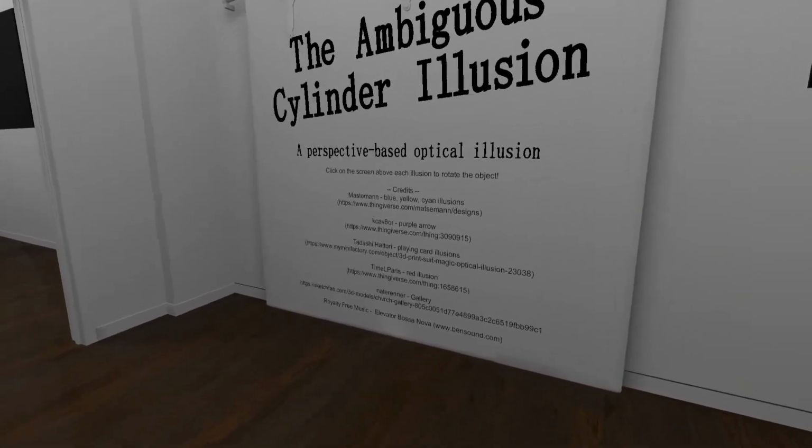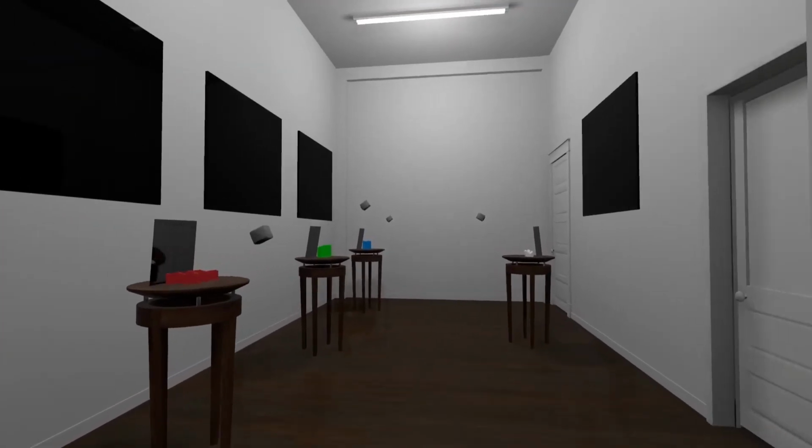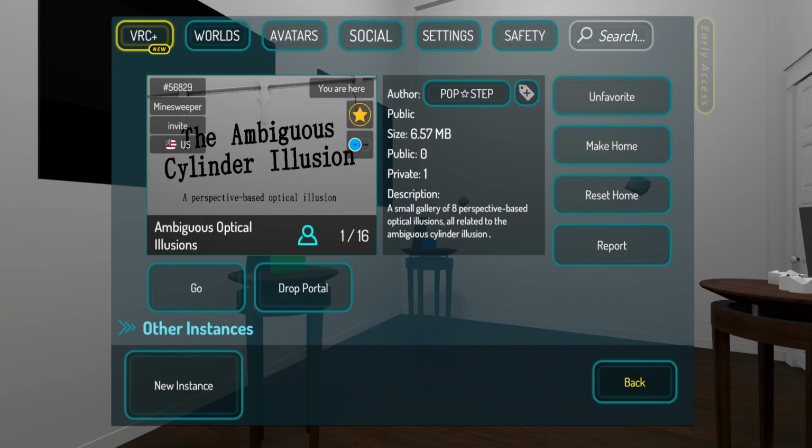It's interesting so many different people made versions of the illusion. Alright, that was Ambiguous Optical Illusions by Popstep.